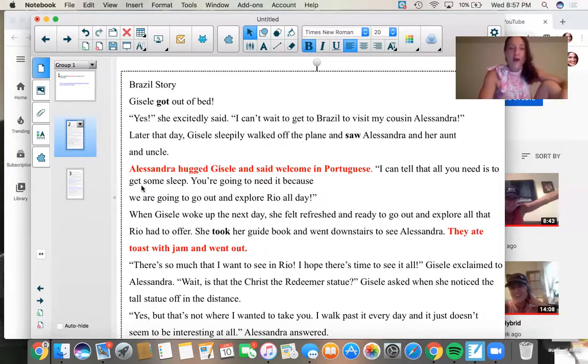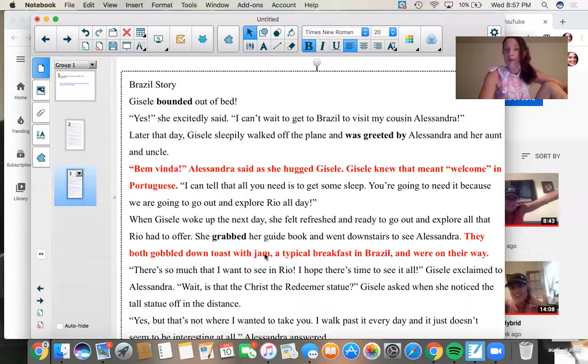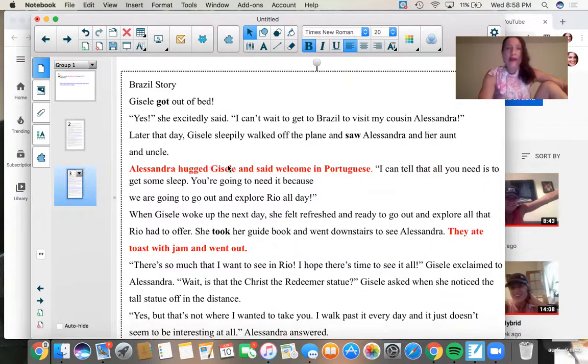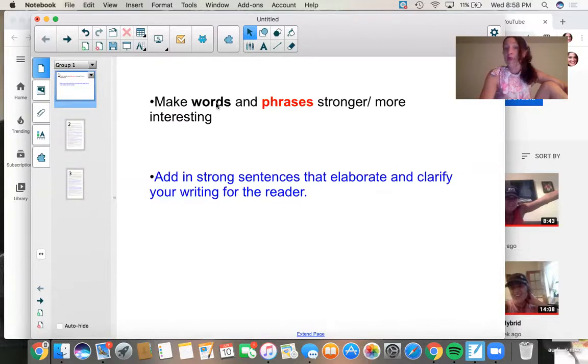So yes, she took her guidebook out and went downstairs to see Alessandra. She took her guidebook and went downstairs. Yeah, maybe she did take her guidebook, but what about if she said she grabbed her guidebook and went downstairs? When Giselle woke up that day, she felt refreshed and ready to get out and explore all that Rio had to offer. She grabbed her guidebook and she went out the door. Grabbed is better. So again, I want to remind you that when you're writing, you can actually find better words to use that are a little bit more interesting and help describe what's happening in the story.